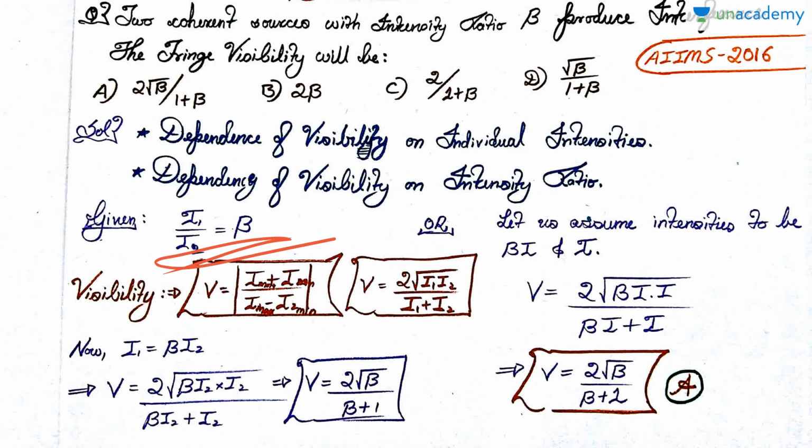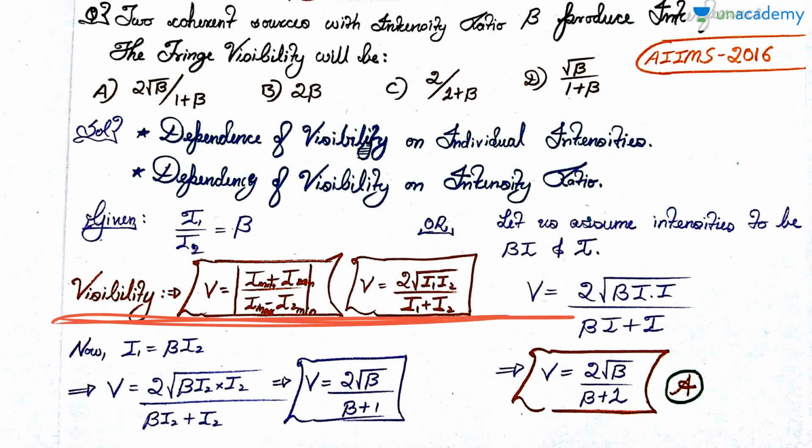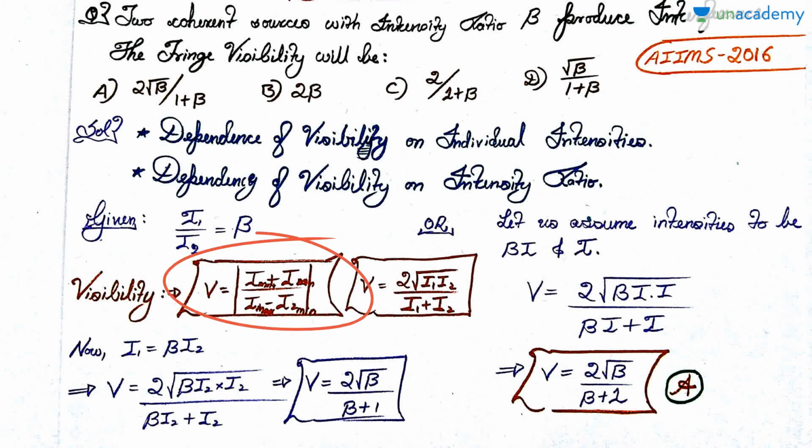So always remember visibility is defined as follows. It is simply Imax minus Imin divided by Imax plus Imin. What is Imax and Imin? Maximum intensity and minimum intensity that can be produced using the two individual sources. That is how visibility is defined. The higher this quantity, the higher will be the visibility.